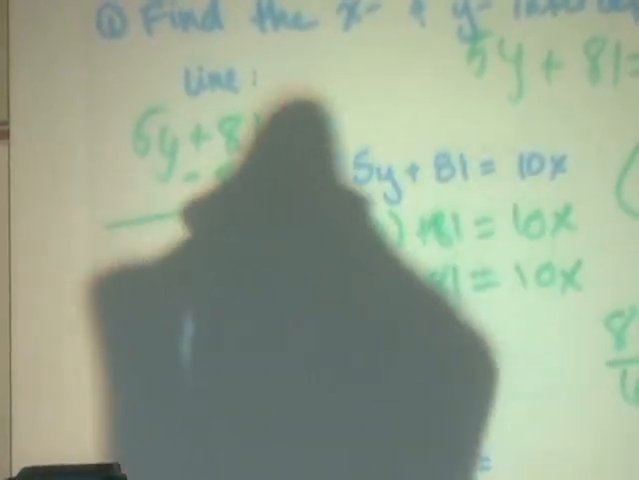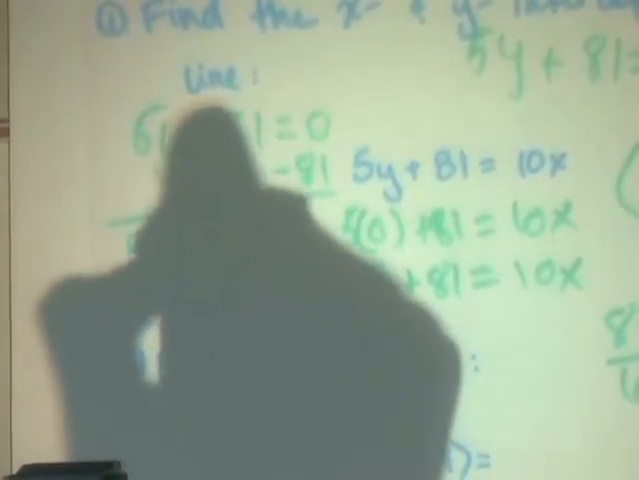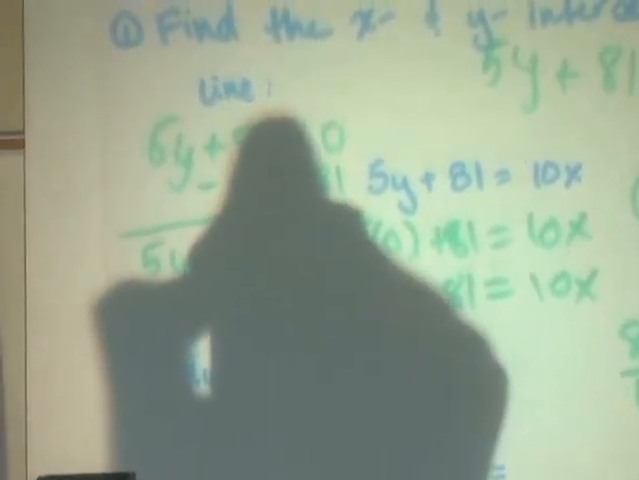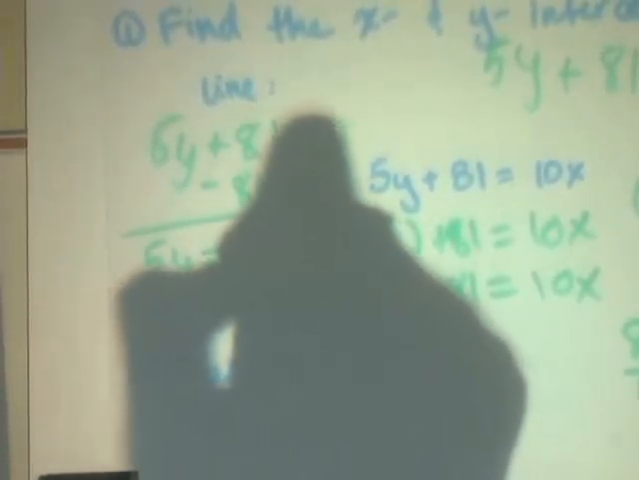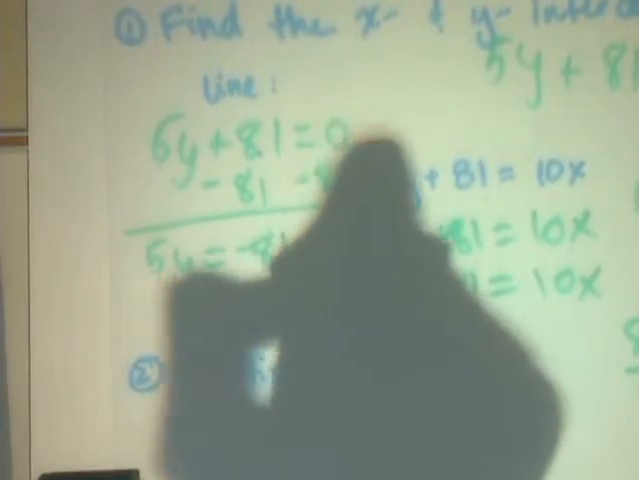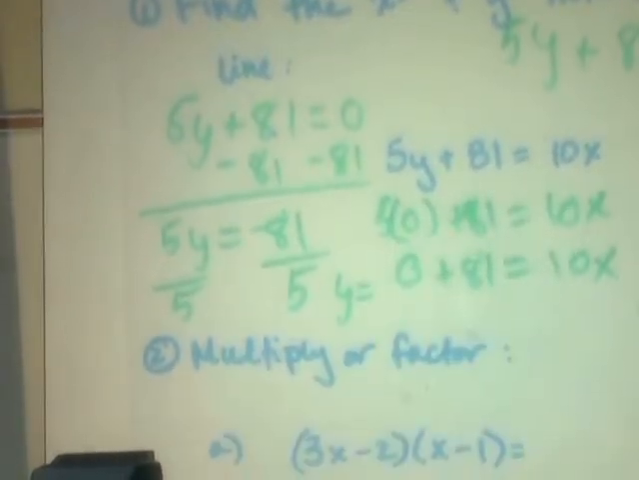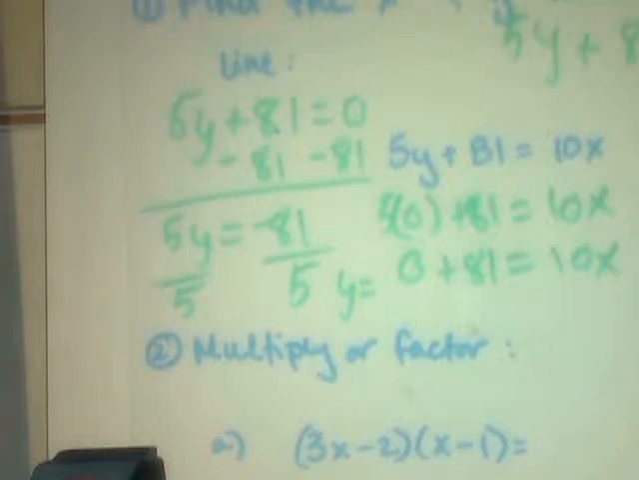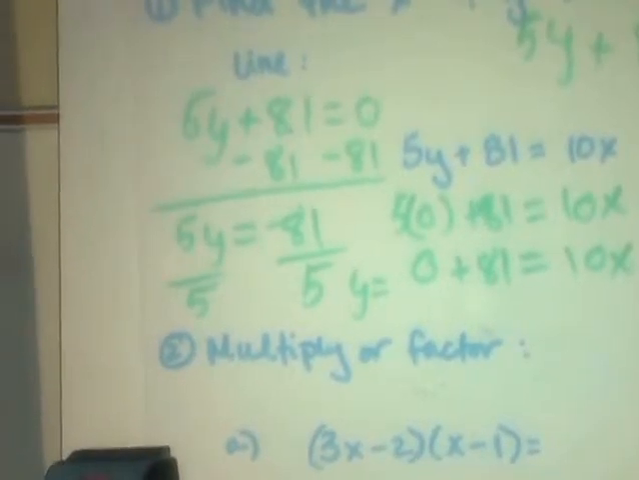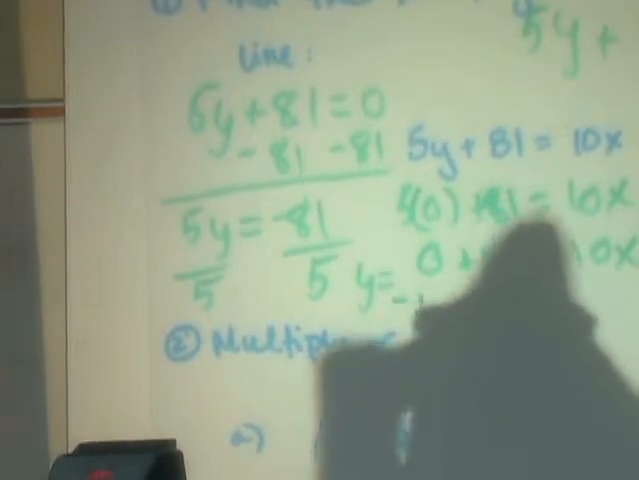Now that's going to equal 5y equals negative 81. And that is just going to divide by 5, and then to give me y. Y equals, which we can leave as a fraction if we want. We can leave it as negative 81 over 5. It's negative 16.2.